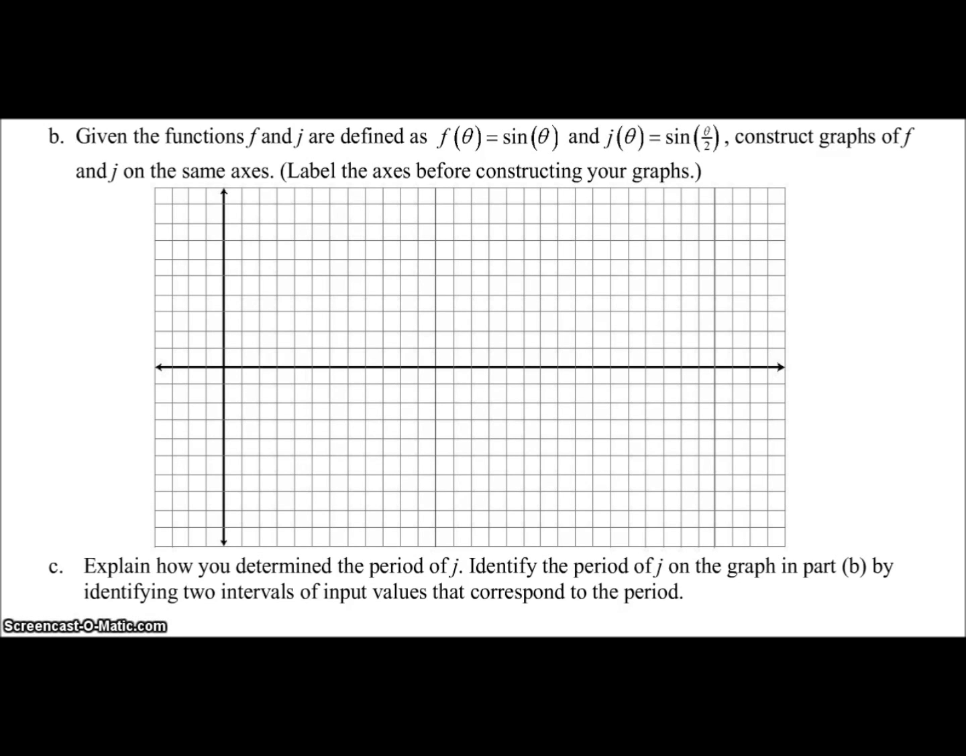Given the functions f and j are defined as f of theta equals sine of theta and j of theta equals sine of theta over 2, construct graphs of f and j on the same axis. Yay!